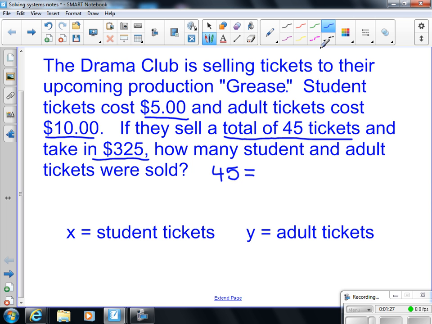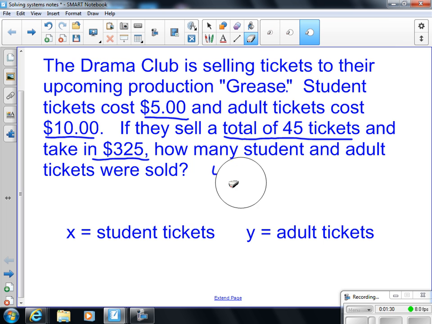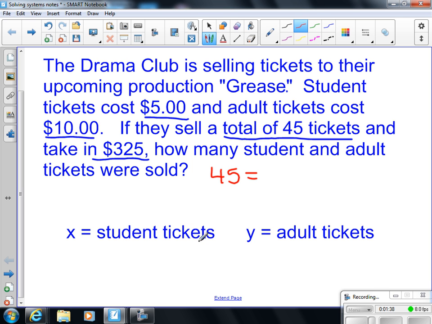If I have a total of 45 tickets, how do I get that total? If I know that X represents our student tickets and Y represents our adult tickets, X plus Y, that's it. Then our other total is $325. Well, how do I get the dollar amount total? I'm going to say Y is the adult, so I could say 10Y plus 5X would give me my total.